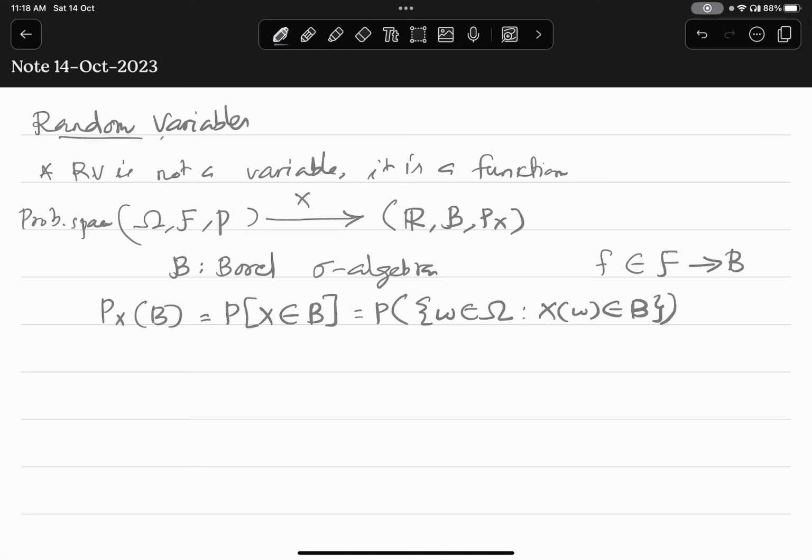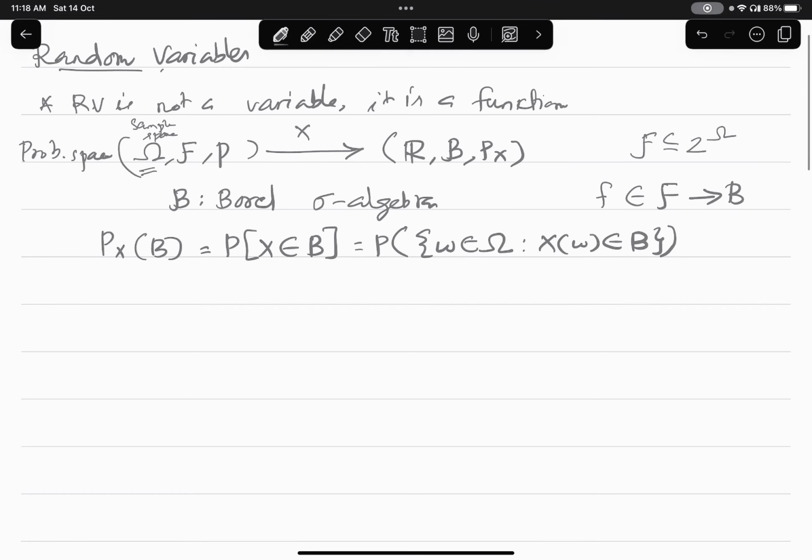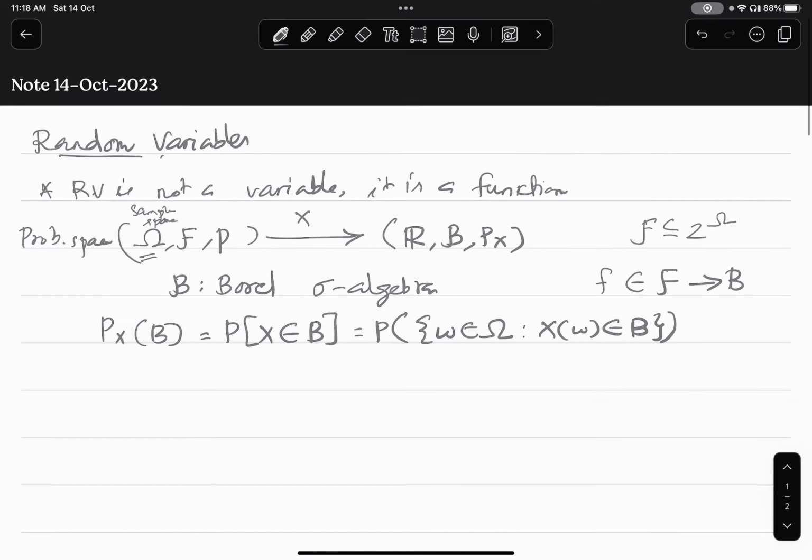So here one thing to notice is that Ω is the sample space and F is the set of all events. Ideally F is a subset of 2 raised to Ω, the power set of Ω. P is the probability assigned to each event. So this is what a random variable ideally does. We're not going too much into the discussion of the Borel sigma algebra.